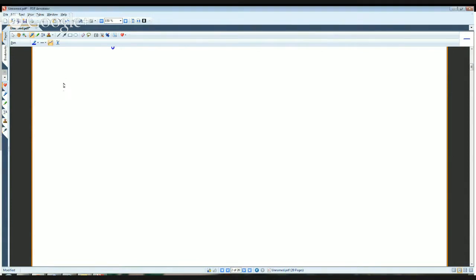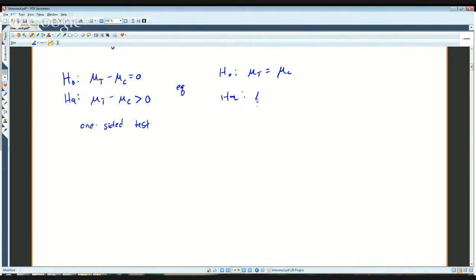So let me just write, let's do the difference in two means because it's at least a little bit more interesting than a difference in one mean. So you have H naught: the mean for a treated condition minus the mean for a control equal to 0, versus HA: the mean for a treated condition minus the mean for the control is greater than 0. Okay, so this is the example of the one-sided test. And of course, this is equivalent to H naught: mu T equal to mu C versus HA: mu T greater than mu C. Of course, that's the same. Okay, so you're testing this.